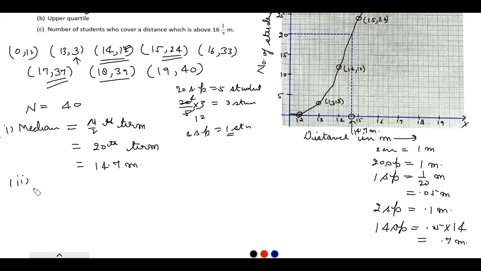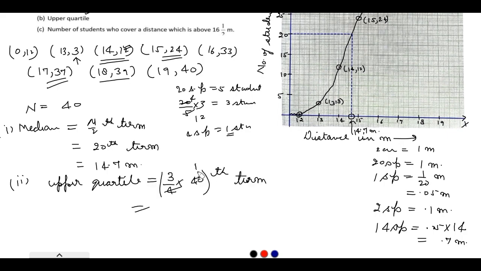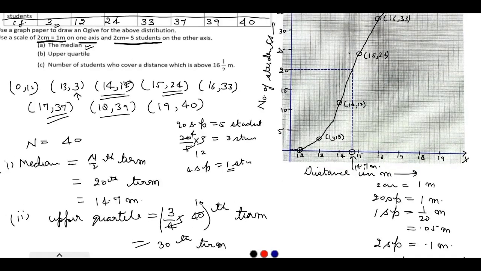Second, we have to calculate the upper quartile, means the 30th term. Now this is 14 parts after 15, it means this is 15.7 meter. Upper quartile is 15.7.